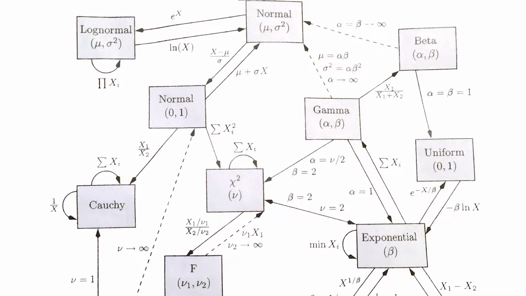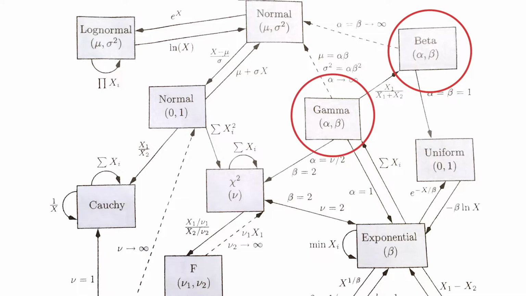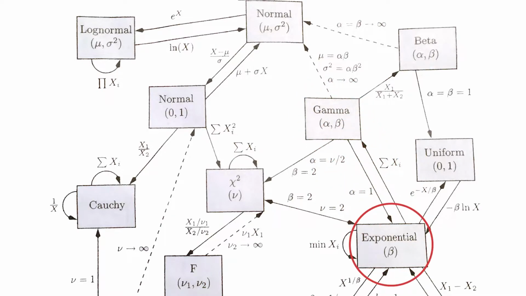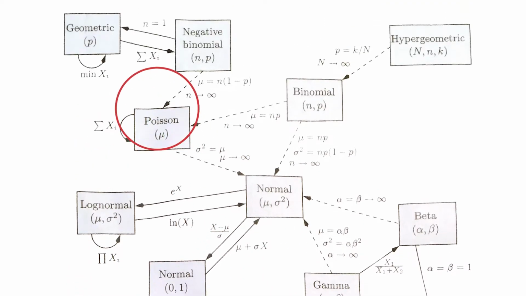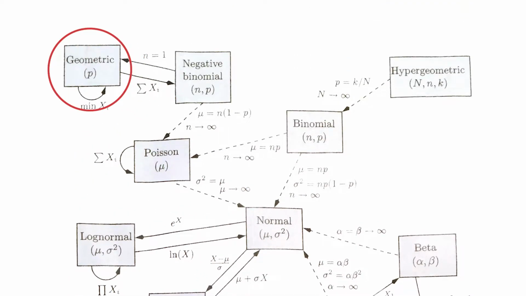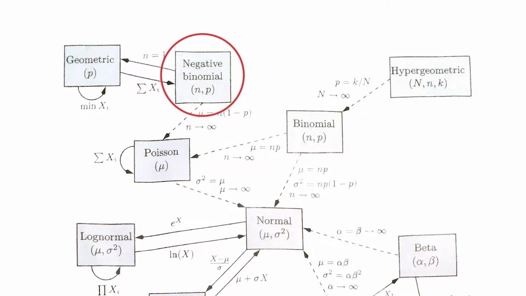Here's the beta, here's the gamma, and there's the transformation we made. And from the gamma, you can get the exponential by taking one of the parameters equal to 1. And there's a whole lot more for us to learn. We've talked about the geometric way up in the upper left, and it has a relationship with the negative binomial just to its right. So that's just for fun. You don't need that table for anything in this class.